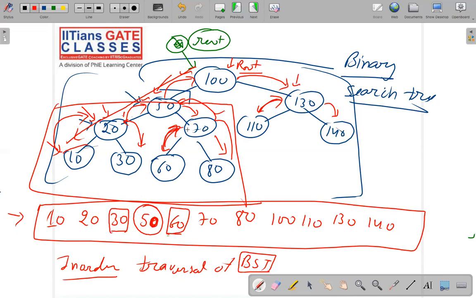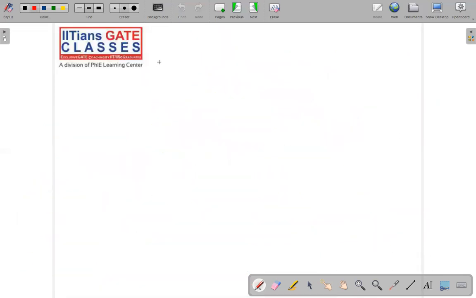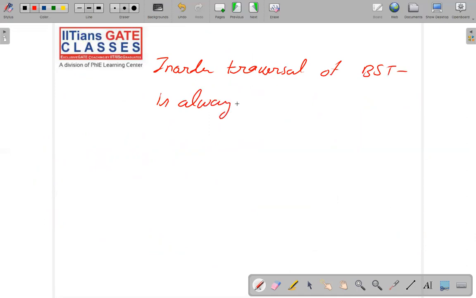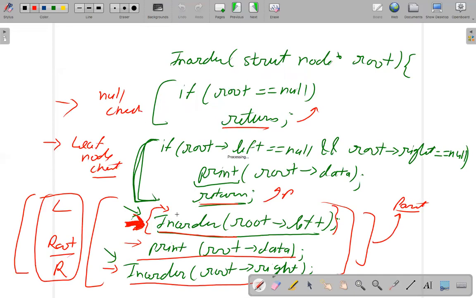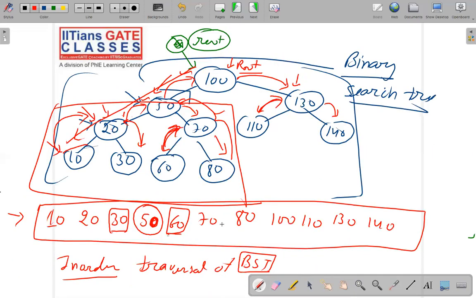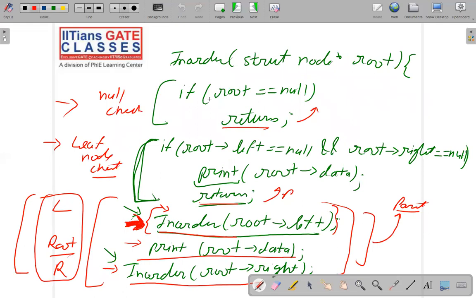So the one conclusion from in-order traversal is that the in-order traversal of a binary search tree is always sorted. Okay, you can see here, right? 10, 20, 30, 50, 60, 70, 80, 100, 110, 130, and 140. It's sorted. So all elements are sorted. So this is one conclusion.